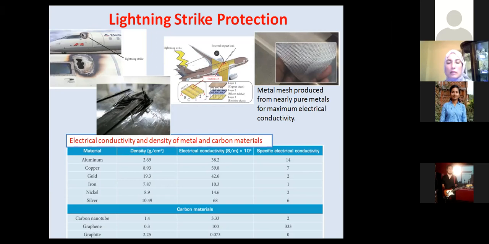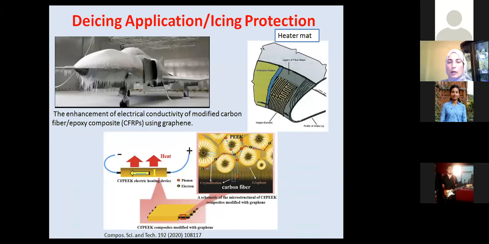It provides many advantages. Another application of the conductive composite materials is for de-icing. Here we can see the heater mat. This is the real thing. Real material is used in aircraft to dissipate the heating for de-icing applications.